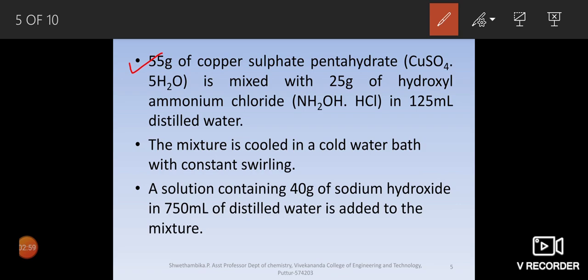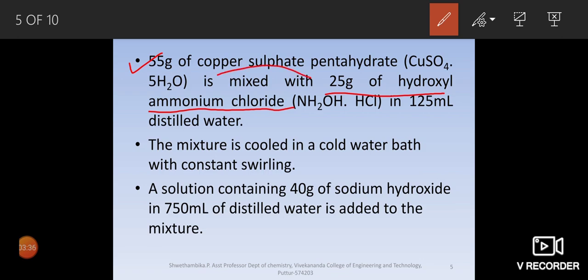Then we have to prepare one more reagent, that is 25 gram of hydroxylamine hydrochloride or hydroxyl ammonium chloride. Please note the formula here, that is NH2OH·HCl. That must be prepared in 125 ml distilled water. Actually, I have mixed two steps here. In the first step, we have to prepare a copper sulfate solution. In the next step, we have to prepare a hydroxyl ammonium chloride solution. How? By dissolving 25 gram of the chemical in 125 ml water.